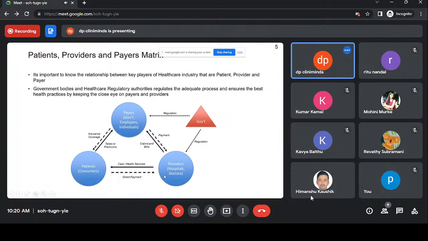These are the patients. They go to the payers for taxes on premiums and insurance coverage. They do the negotiations, and then the regulations of the government control the payers, because there is a lot of economic burden on the US government right now, so they are trying to see how the economic burden can come down. And then providers like hospitals and doctors get the payment from the insurance company.